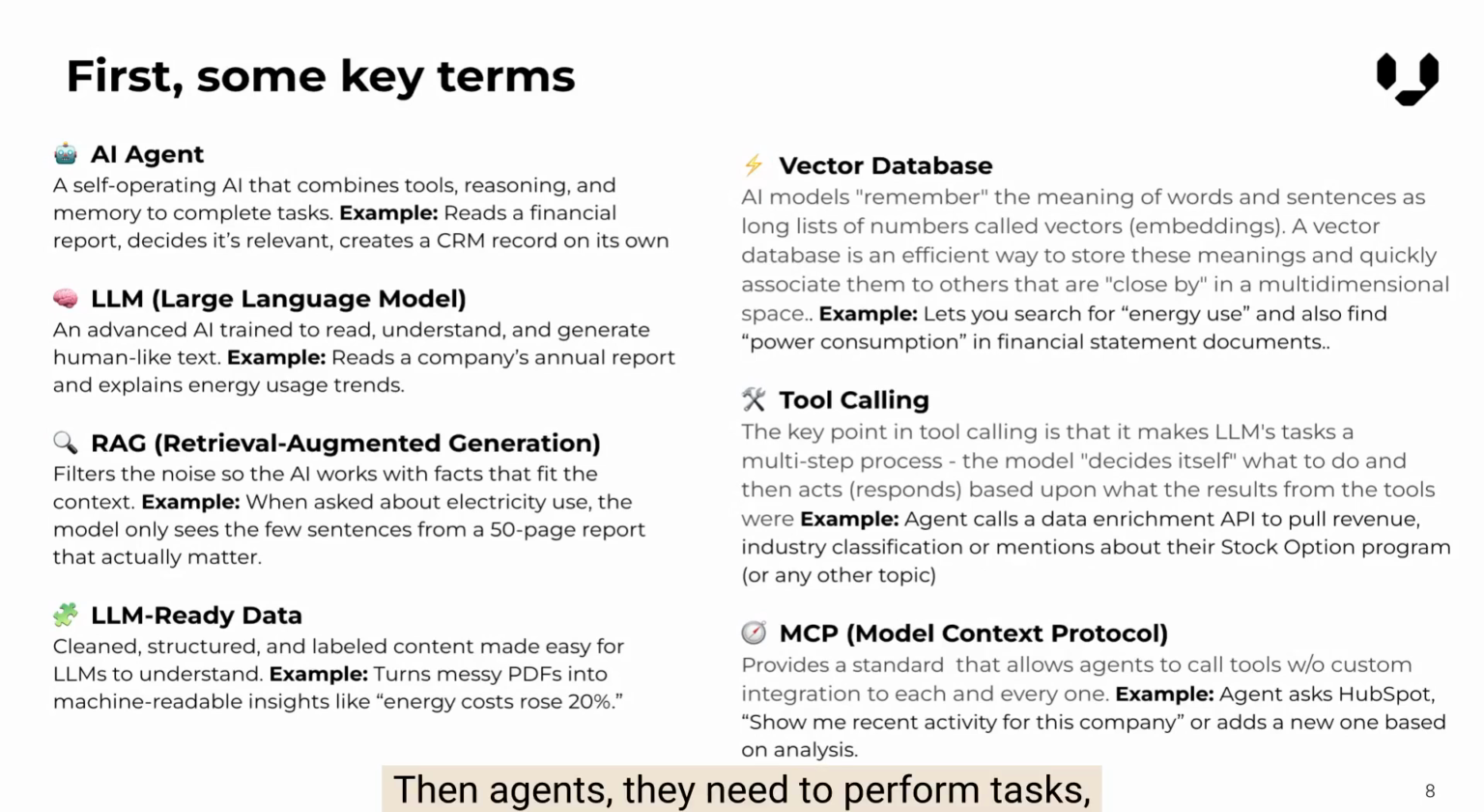Then agents, they need to perform tasks, so they need to be able to complete something. So then tool calling or function calling is what makes these LLM tasks a multi-step process, so that it can decide itself what to do and when to act or respond. An example here could be that the agent will call an API, an external data enrichment API, to pull important information for the task.